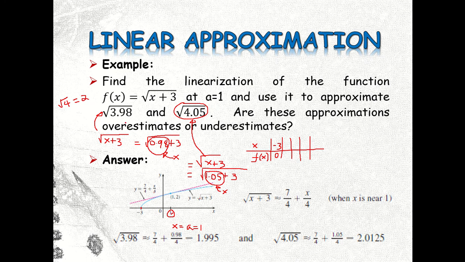Okay, so from the given alone, we can expect that the answer is more than 2 because square root of 4 is equal to 2. Now this is more than 4. This is greater than 4. So square root of that, we can expect our answer to be greater than 2. So that's why in our calculation, we got 2.0125.